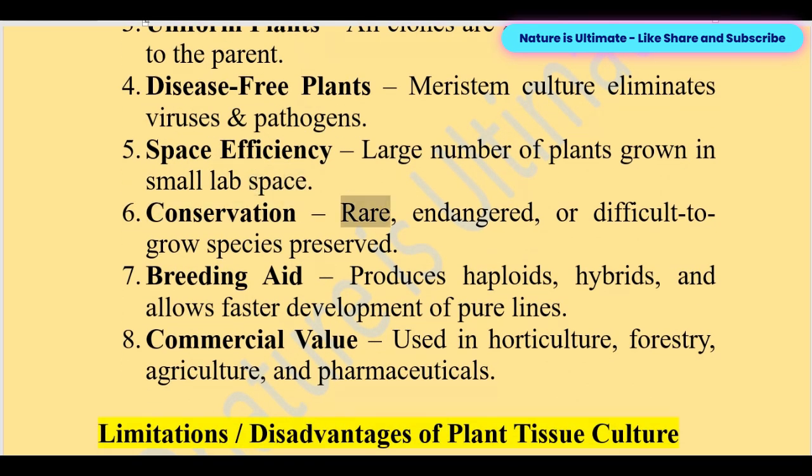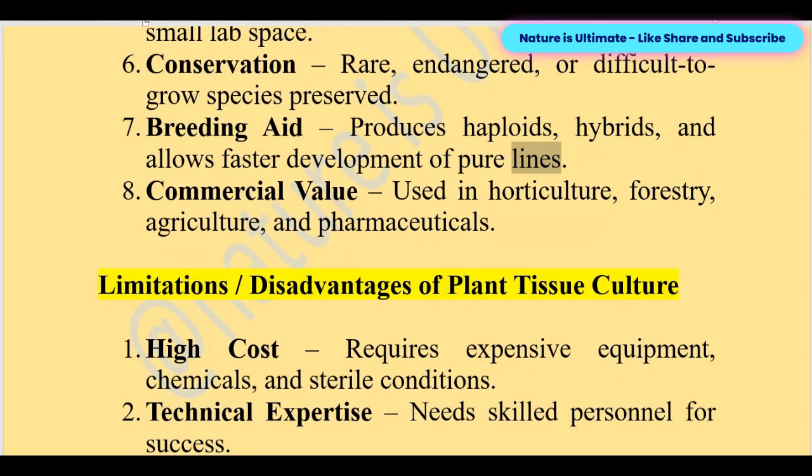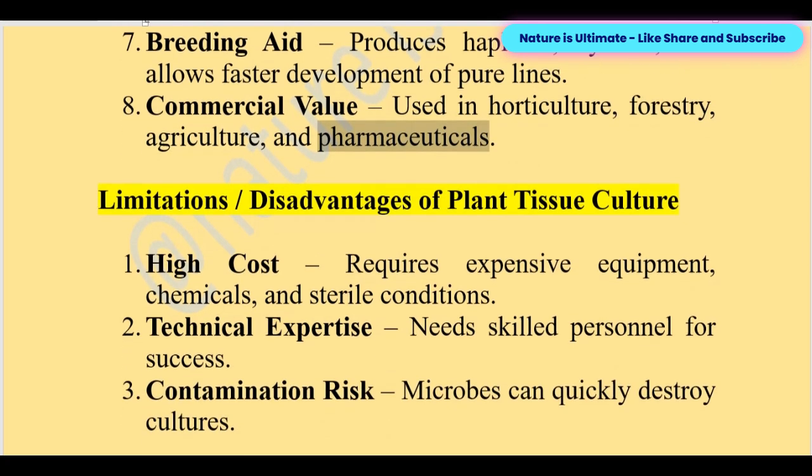Conservation, rare, endangered, or difficult to grow species preserved. Breeding aid, produces haploids, hybrids, and allows faster development of pure lines. Commercial value, used in horticulture, forestry, agriculture, and pharmaceuticals.